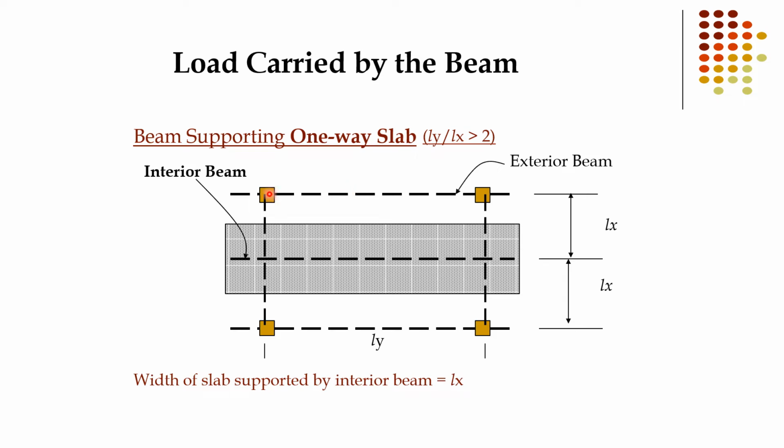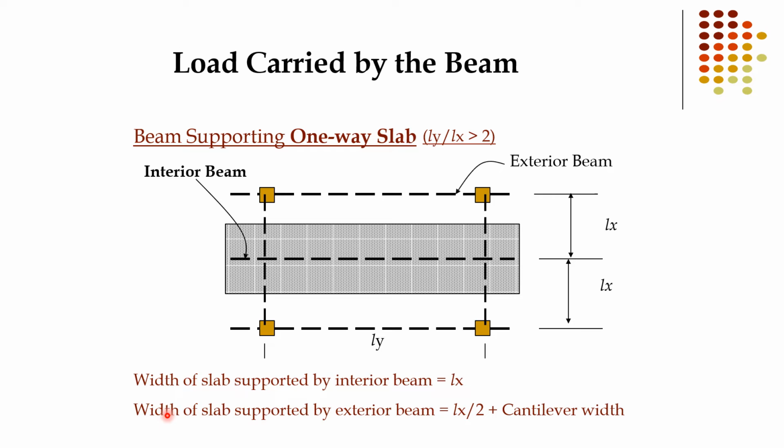And if, for example, a cantilever portion is present, first of all, on this beam how much load will come? Lx by 2 length of the slab will contribute load to this beam. And if on the other side a cantilever portion is present, then the load of the cantilever slab will also be included in this exterior beam.